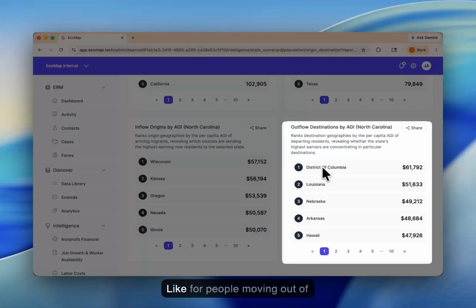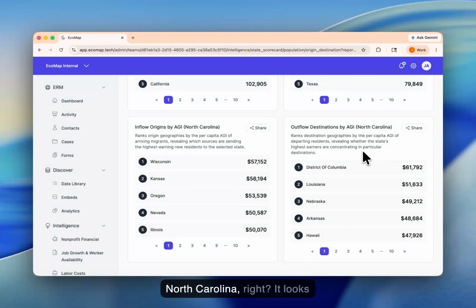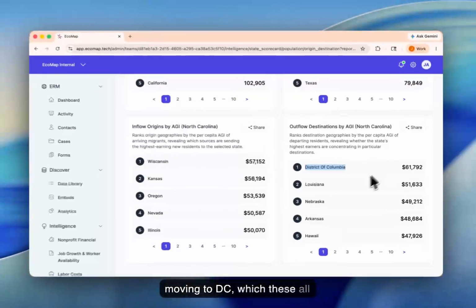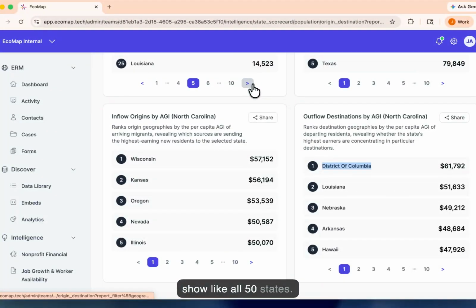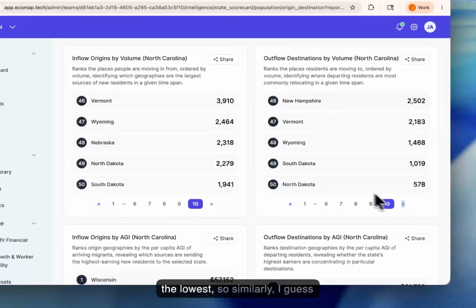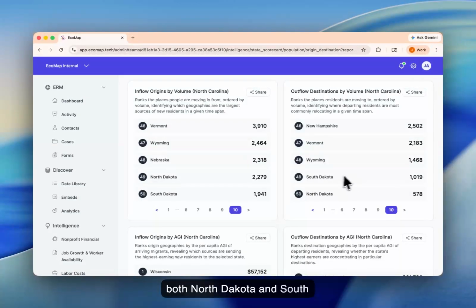This is interesting, for people moving out of North Carolina, it looks like high earners are moving to DC. These all show all 50 states. So you can see exactly where almost nobody moved to North Carolina from South Dakota. The lowest. So similarly, I guess both North Dakota and South Dakota are kind of like, there's just not a lot of action between North Carolina and the Dakotas.